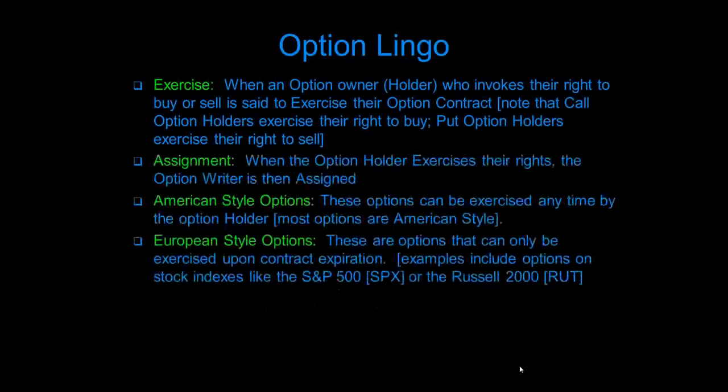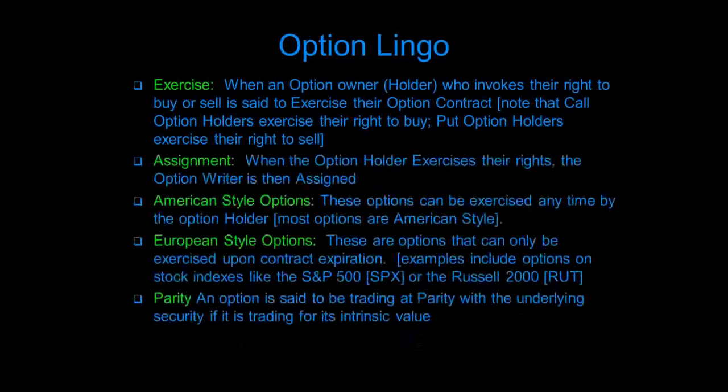Now, European style options, most cash index options like the SPX or the Russell, are European style options. Those can only be exercised upon contract expiration. So if the contract expires, that is when that exercise right happens. There are certain strategies that make European style options better than American style options, particularly if that option strategy is leveraging short positions. You don't need to worry about it right now. We're going to talk about it more when we get into the strategies part. But those are just some things you need to understand.